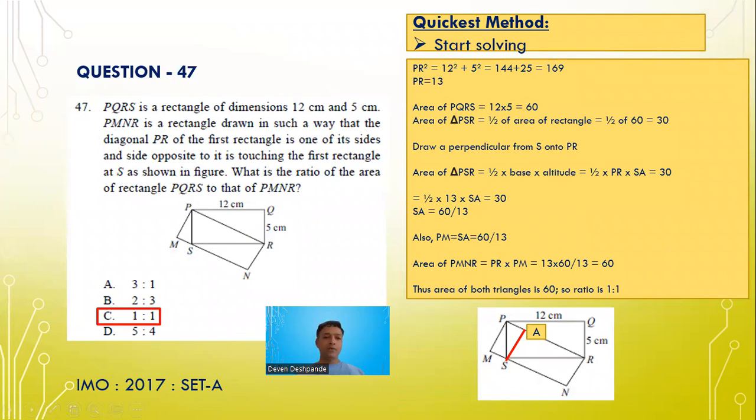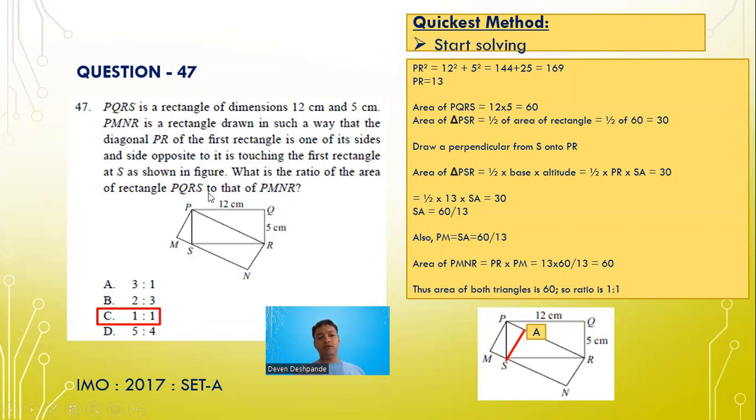PQRS is a rectangle of dimensions 12 centimeter and 5 centimeter. So 12 centimeter is the length and 5 centimeter is the width. PMNR is a rectangle drawn in such a way that the diagonal PR of the first rectangle is one of its sides, and the side opposite to it is touching the first rectangle PQRS at S, as shown in the figure. What is the ratio of the area of rectangle PQRS to that of PMNR?